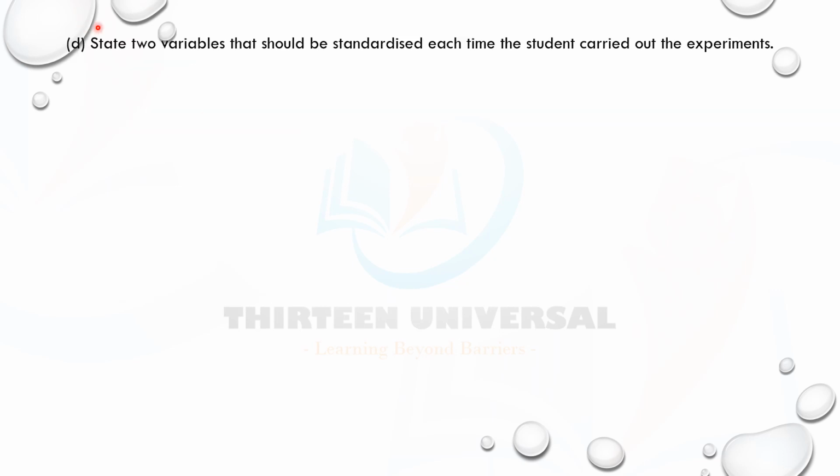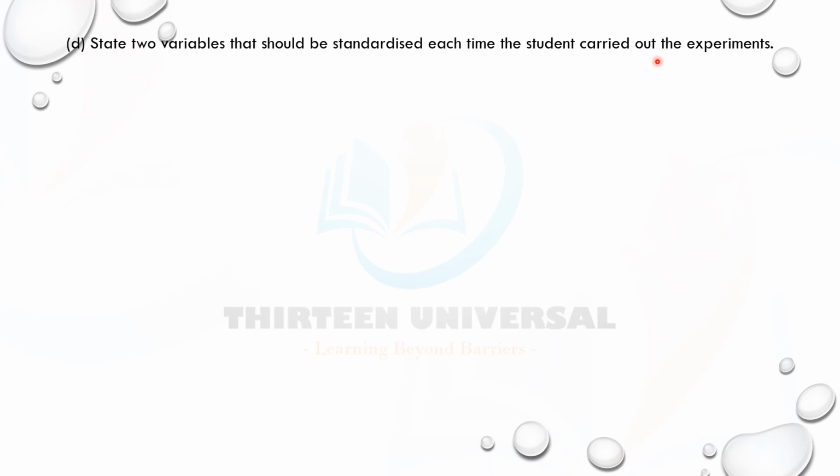State two variables that should be standardized each time the student carried out the experiment. State it and text it on YouTube. Send it, I want to see it, and I'll give you chocolate. Of course, what could affect respiration there? Temperature could affect it, so it should be standardized.